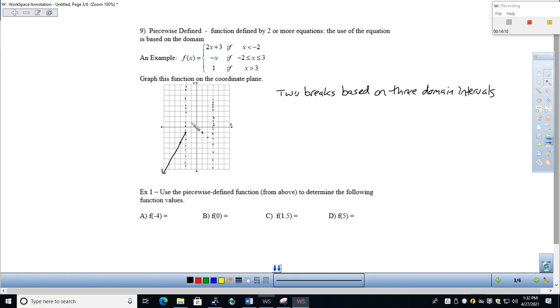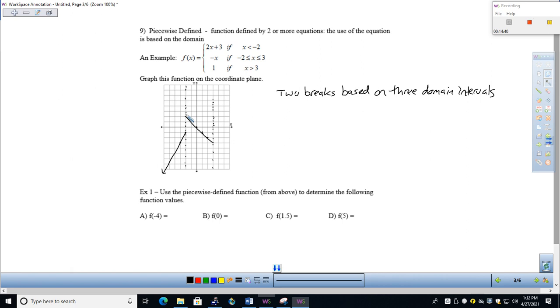Okay, but I don't want the entire line. I only want the part of the line that is in between the two boundaries that I drew, because that's what it says. It's in between an x value of -2 and +3. So again, rather than drawing the whole line, I'm just going to draw the part of the line from there to there.